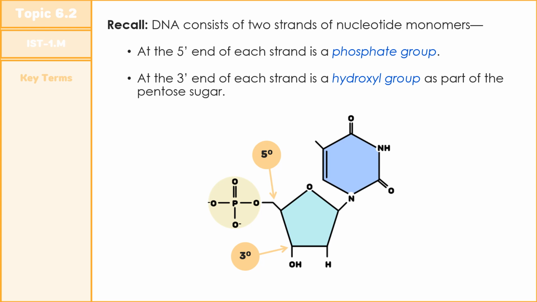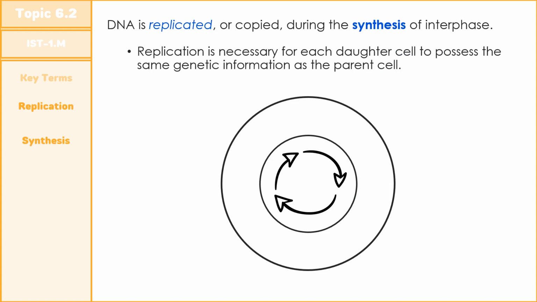Now, we talked about the process of both mitosis and meiosis in previous units, but we should remember that DNA is replicated or copied during the synthesis phase of interphase. So remember that interphase is composed of three subphases. We have G1, S, and G2. So it's during this S phase, the synthesis, that we are copying the DNA so that we have an identical set of DNA to pass on to each of our daughter cells.